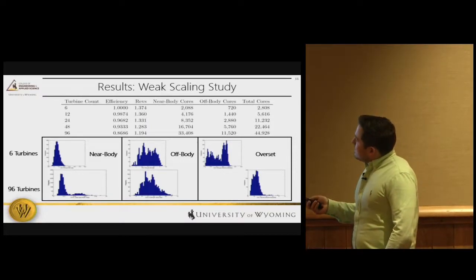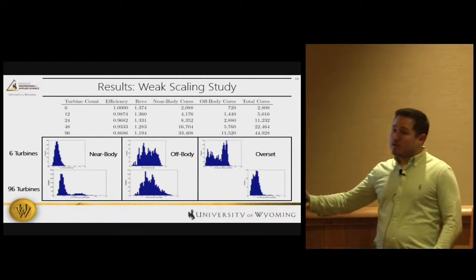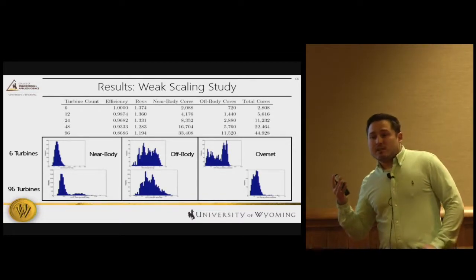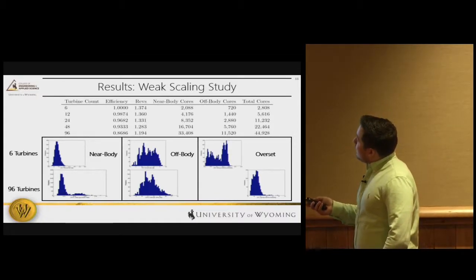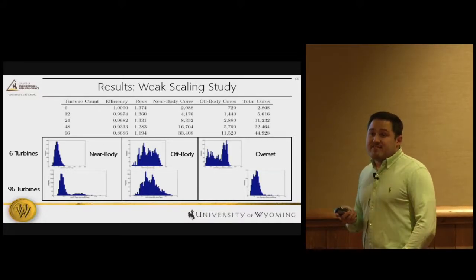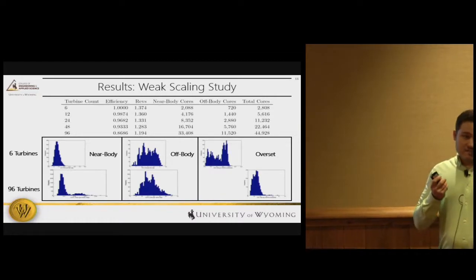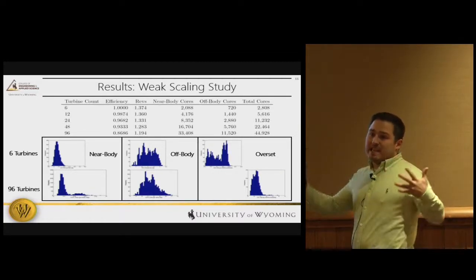And so we scaled this up to 96, 100 turbines, which is actually the goal for the exascale wind project. They want to do 100 turbines, 100 billion degrees of freedom. And our weak scaling compared to 6 is actually 87%. So we're still doing a great job of solving this problem when we scale up.